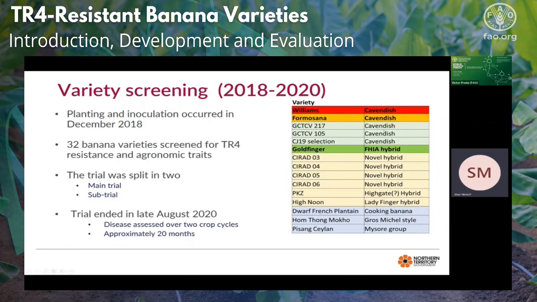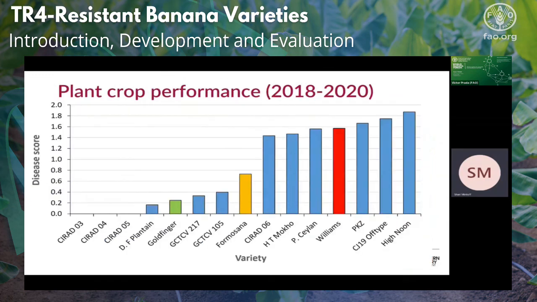And we had more Cavendish varieties, but also additions from the CRAD program and some more hybrids and other diversity in terms of the varieties we're testing. This again went for another two crop cycles, and it ended towards the end of 2020. To give you an idea of what we're looking at, just a reminder that generally in the disease scores, a score of zero means no disease symptoms were noted in any of the plants. A score of two means essentially all plants of a particular variety were diseased and all were killed by TR4.